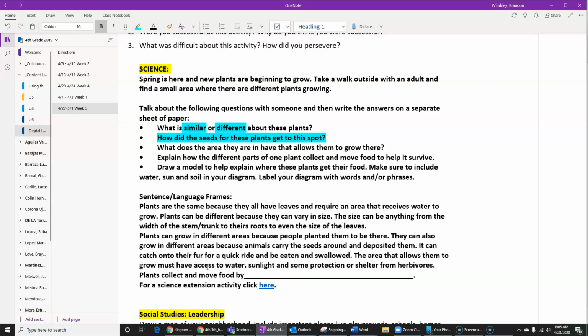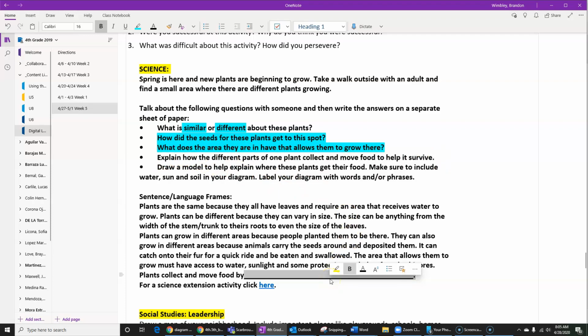So remember, herbivores are those animals that eat plants. Okay, so we've done this part. So now we're on to our next part. Explain the different parts of one plant that collect and move food to help it survive. So this one is something you're going to have to think back to what we've learned before.